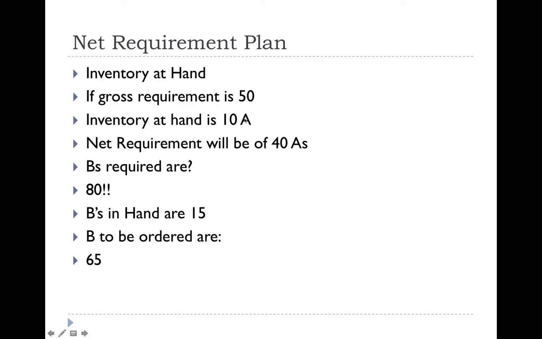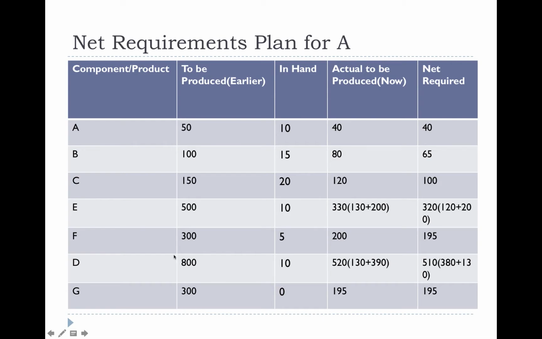Now here is how it is done. You require 50 A's, but 10 A's were already in stock, and for every A you would require 2 B's. So now the A's which are to be manufactured are 40 because you already had 10 A's with you. So for 40 A's you would require 80 B's. So if in stock you have 50 B's available, then B's which are to be ordered are 65, right? So this is how it actually comes out, and this is the depiction of all that we have done.